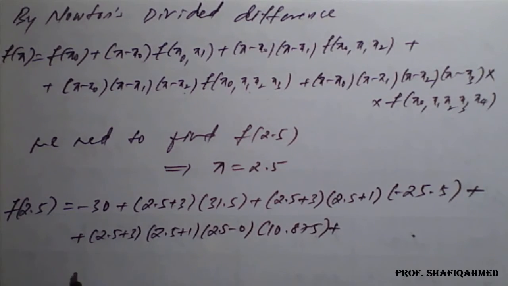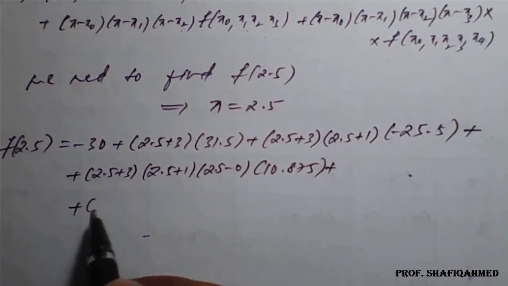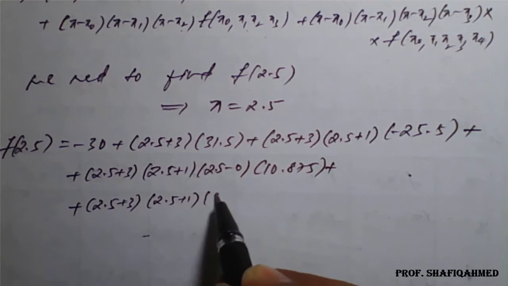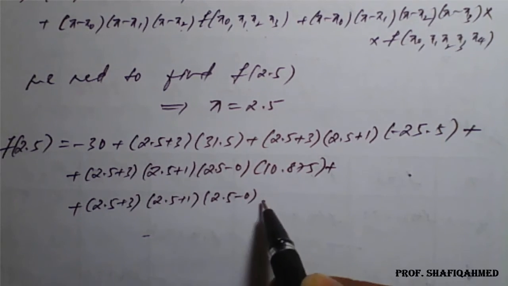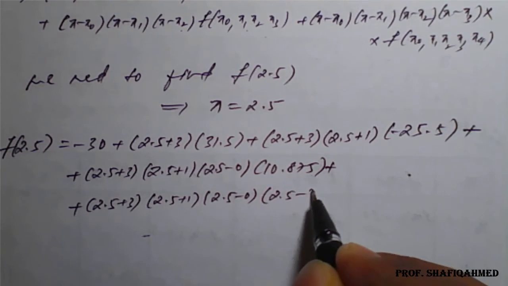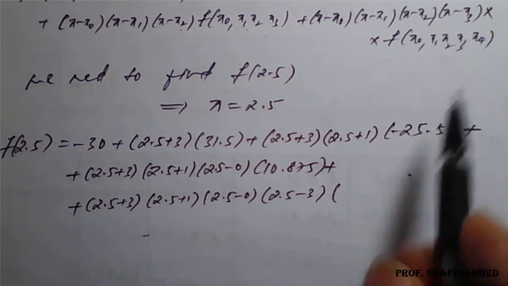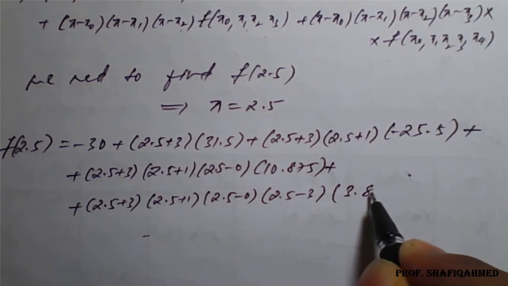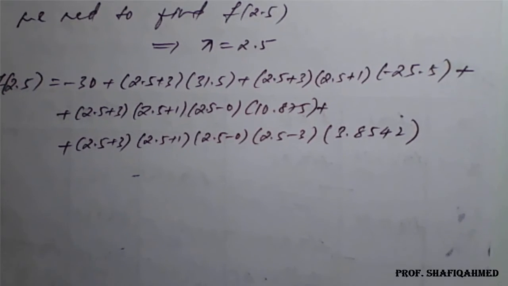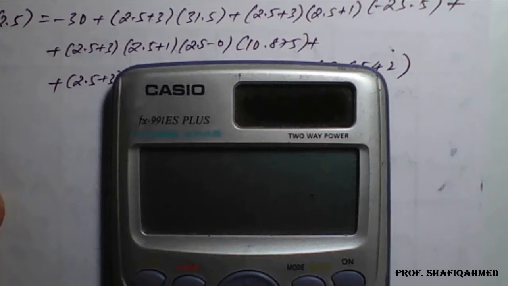Plus the last term, I will take it down here, that is x minus x0, that is 2.5 plus 3, 2.5 plus 1, 2.5 minus 0, x minus x3, x3 value from the table is 3, that is 2.5 minus 3, into f of x0, x1, x2, x3, x4 from the table it is 3.8542. So you have to enter all these values in the calculator and see. So I will show here in the calculator.